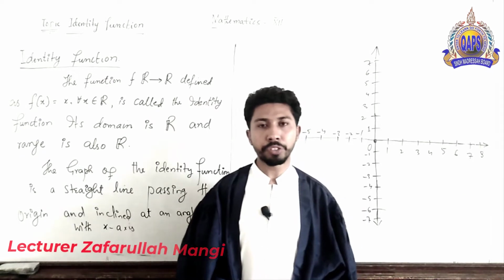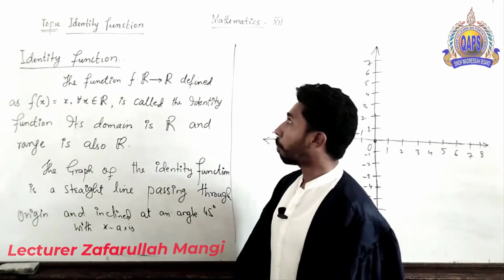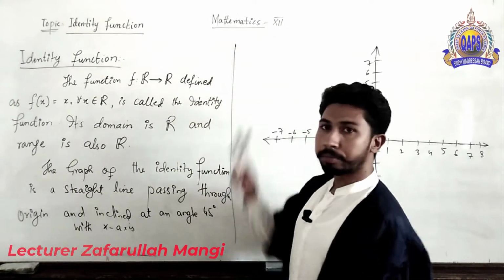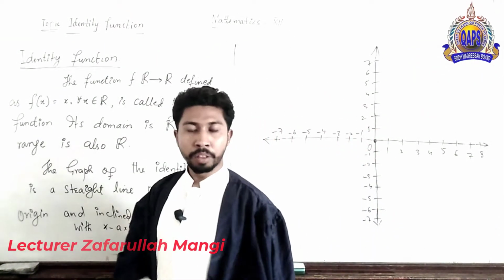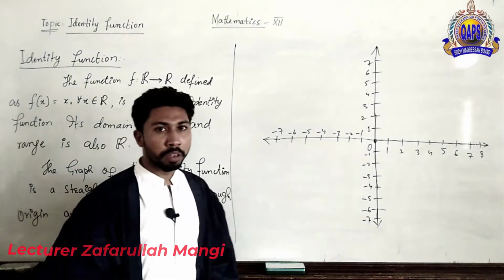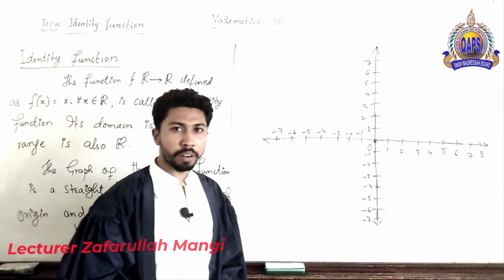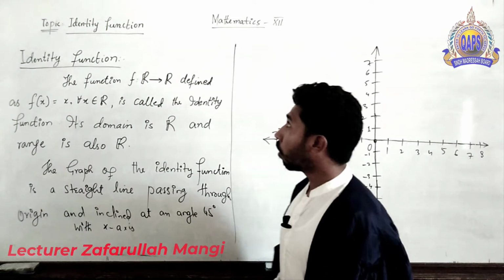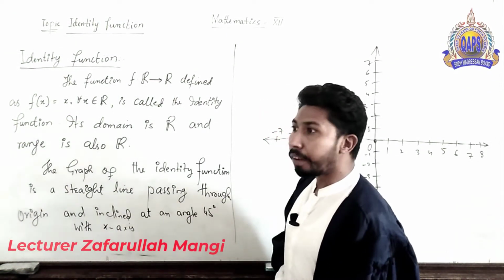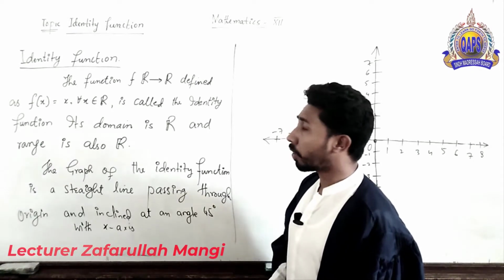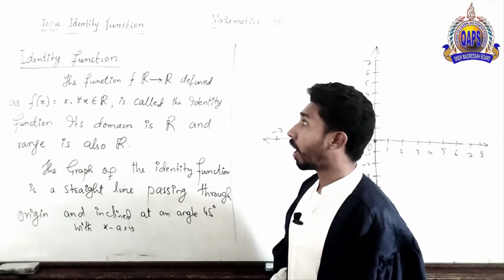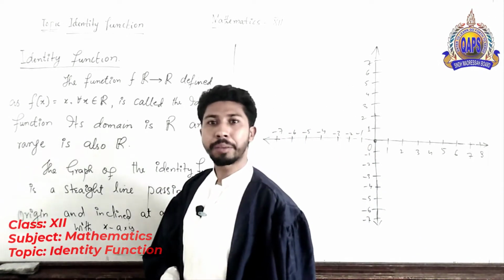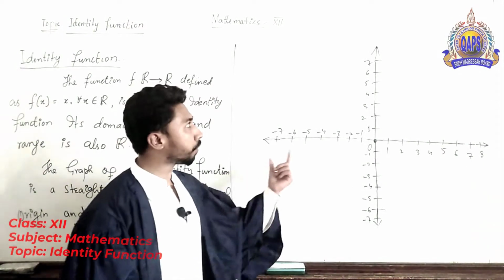Today we are going to start the topic identity function for the class of second year intermediate. Yesterday we already discussed the constant function, and now we are going to start the identity function. What is the definition of identity function? Which function denotes the identity of the function? And how can we solve the problems of the identity functions graphically?